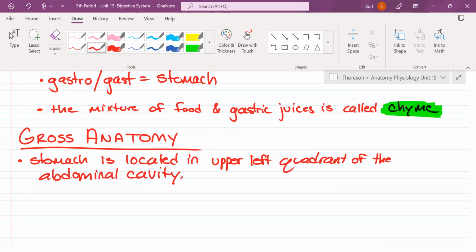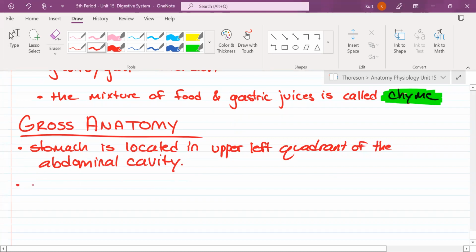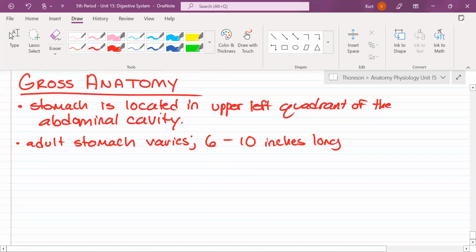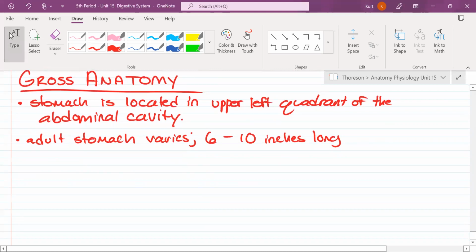Your ribs are still there. So if you walk around with your hands around your belly button, you're like, oh, my tummy hurts. That's not your tummy. What are those organs near your belly button? It's your intestines. Okay. An empty adult stomach is about 6 to 10 inches long. It can expand quite a bit when it's filled up with food.